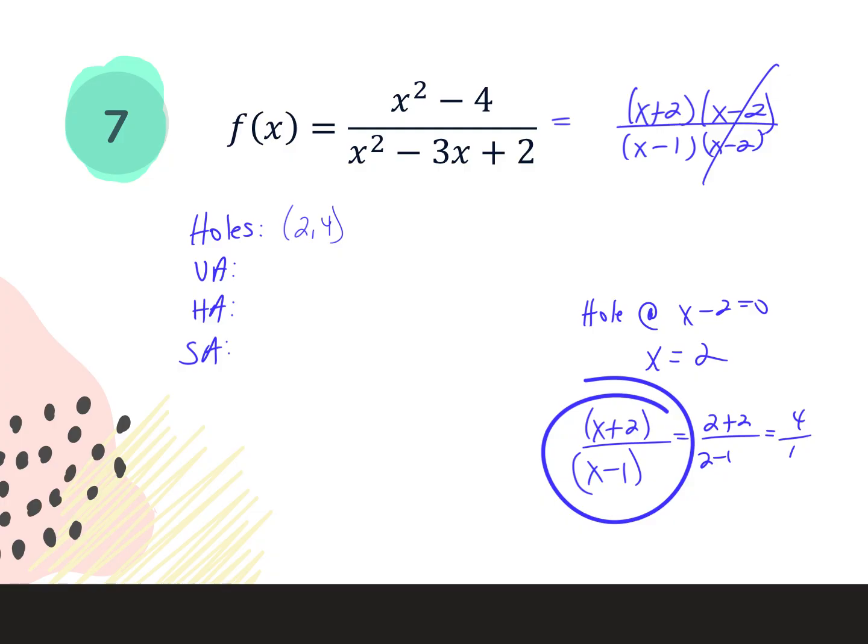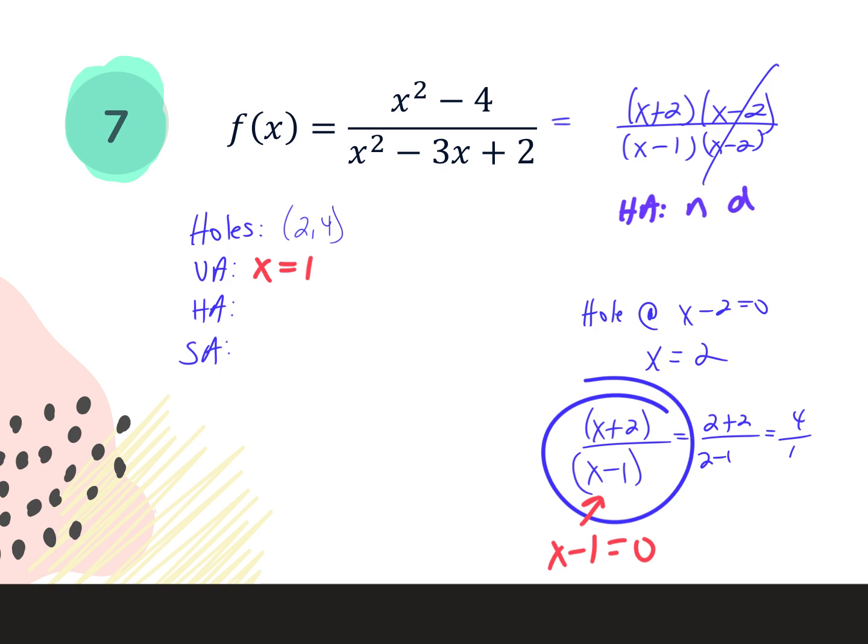X equals 1. Where did we get x equals 1 from? Set the denominator equal to what? 0. Okay. How do we find our horizontal asymptote? We're going to compare the numerator to the denominator. Go to the original, go to the simplified. You get the same answer.